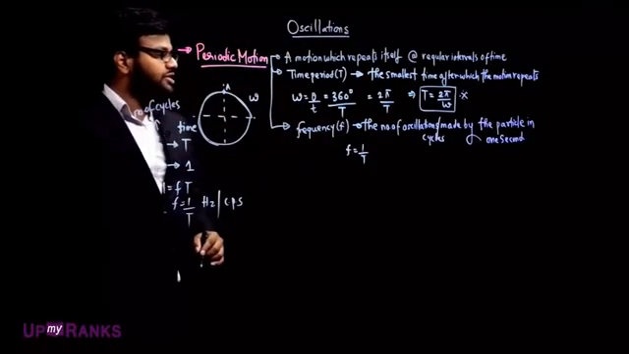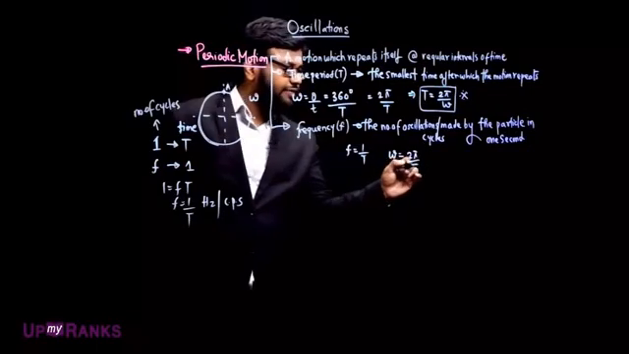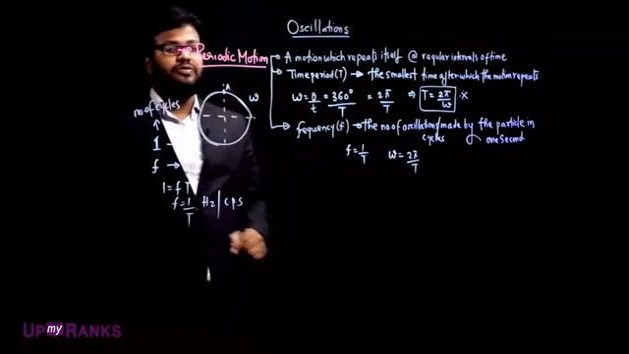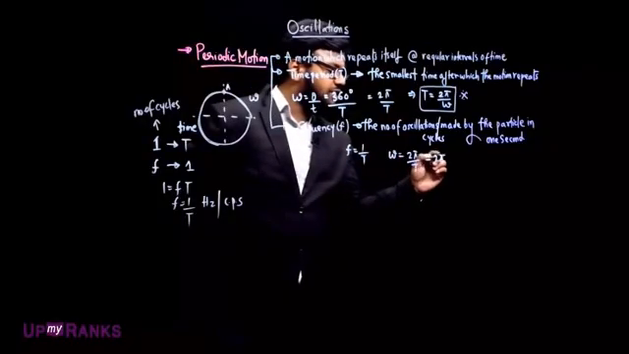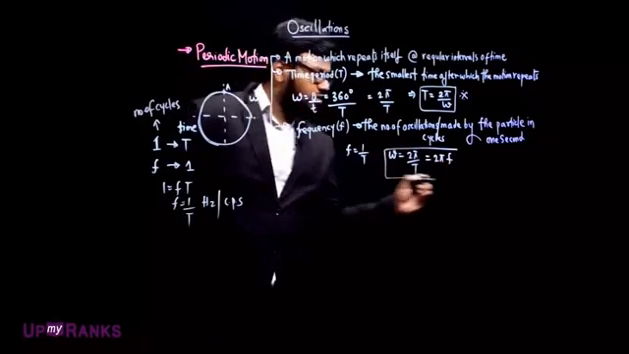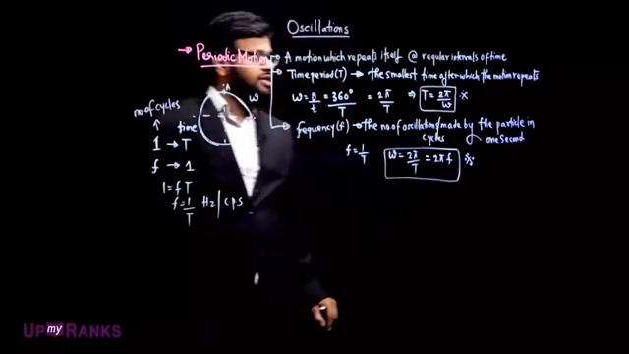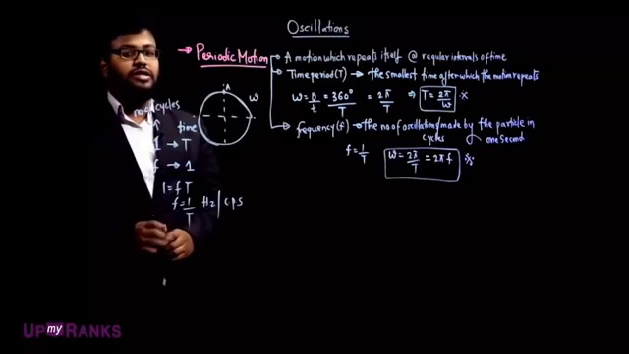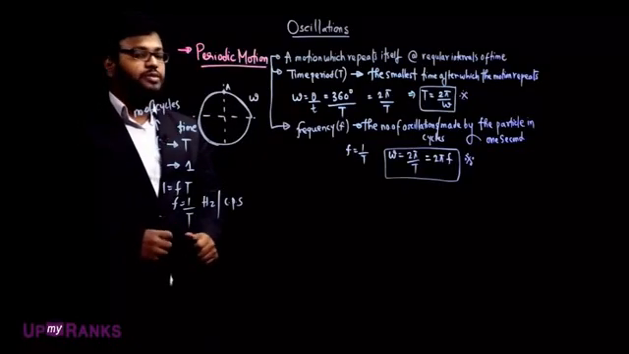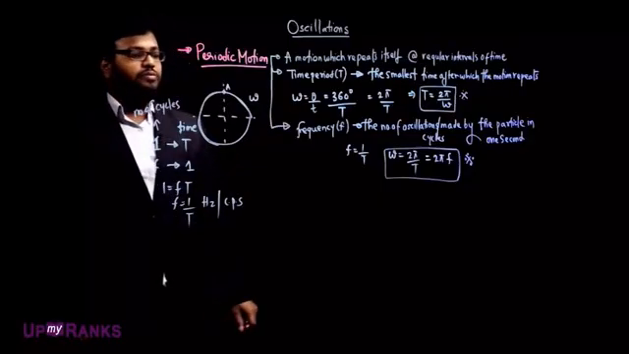Now what is the relation? Omega is equal to 2 pi by T, from the previous result. 1 by T is also equal to F, so that can also be written as 2 pi into F. So a very standard and important result in oscillations is omega is equal to 2 pi by T, which can also be written as 2 pi F, because the reciprocal of time period is nothing but the frequency. So this is all about periodic motion.